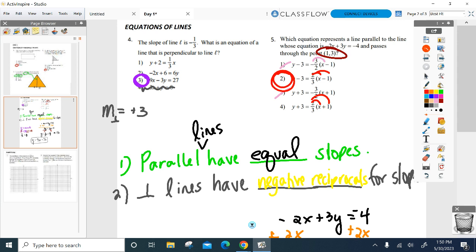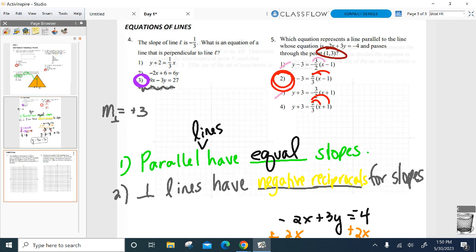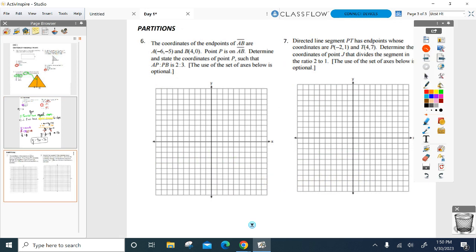All right, so equation of lines. Big one. And you know every year it's going to come. Are you going to be ready? Partitions. Let's review the steps on how to do a partition.